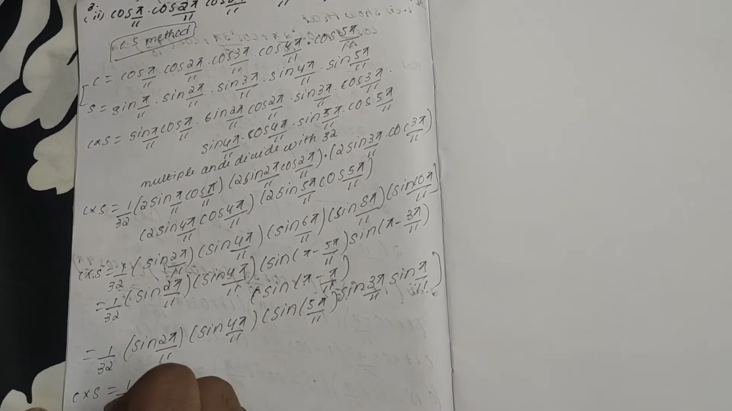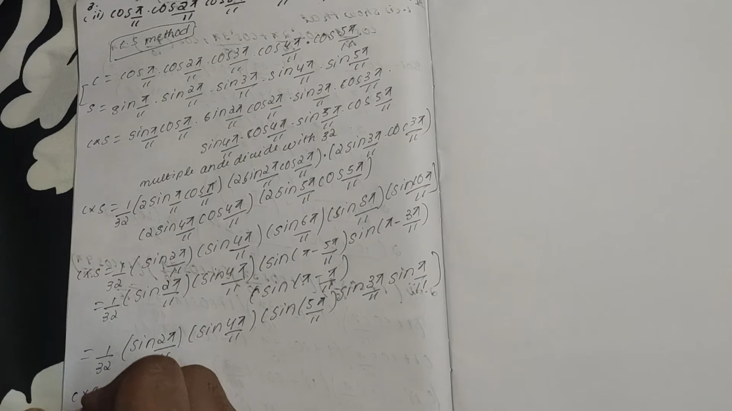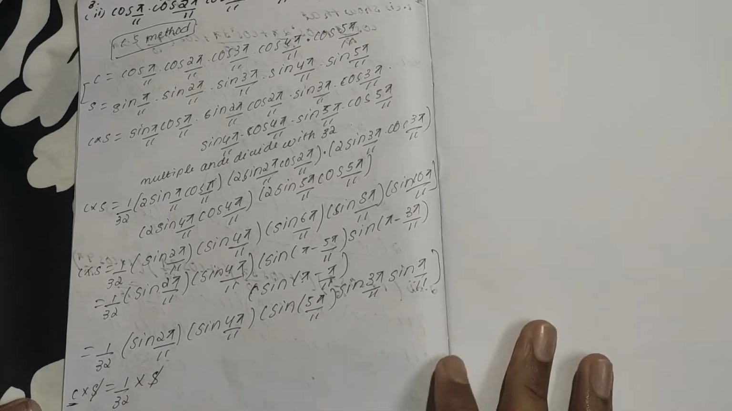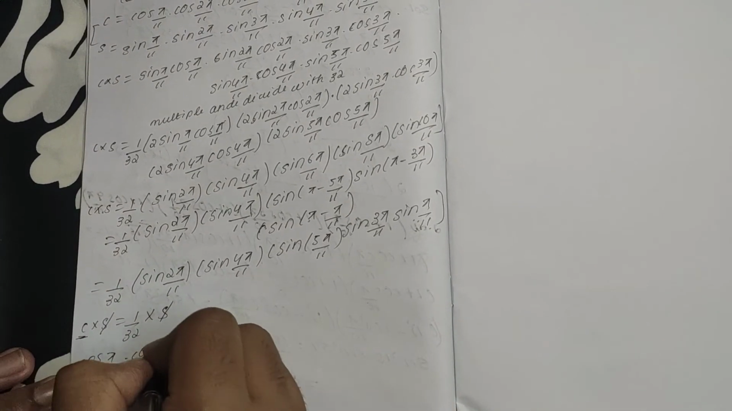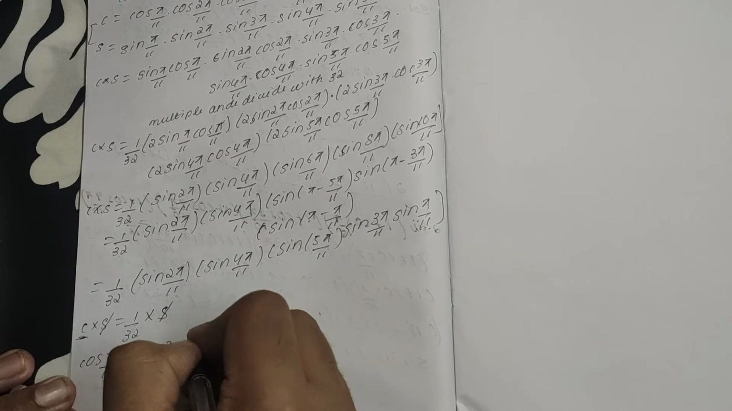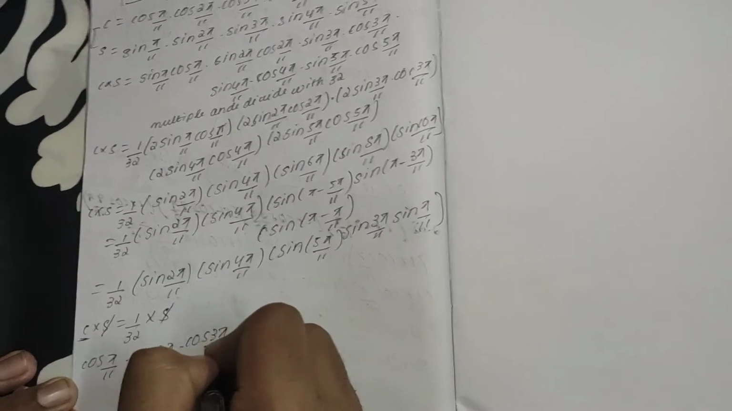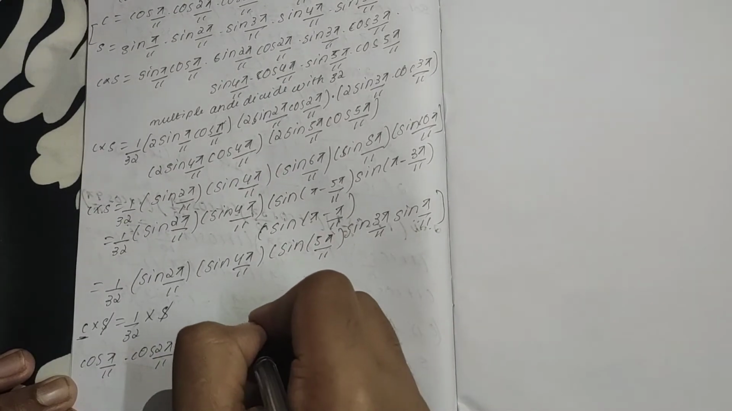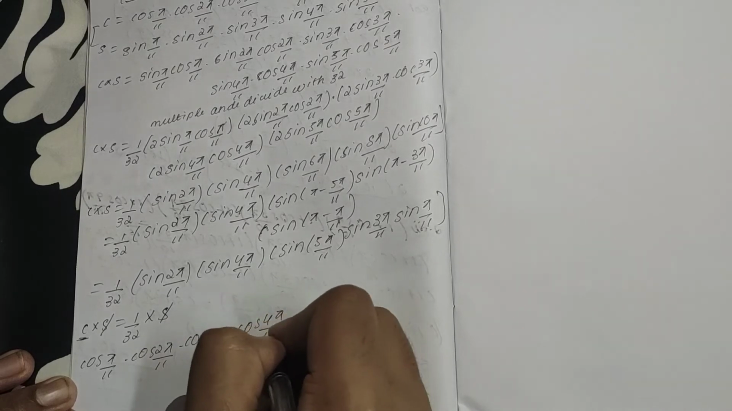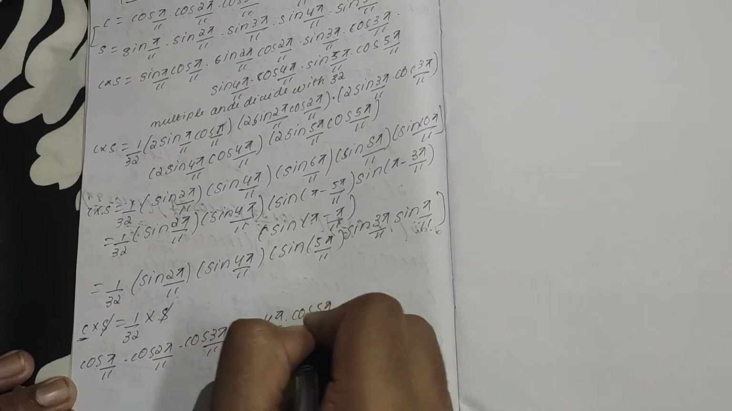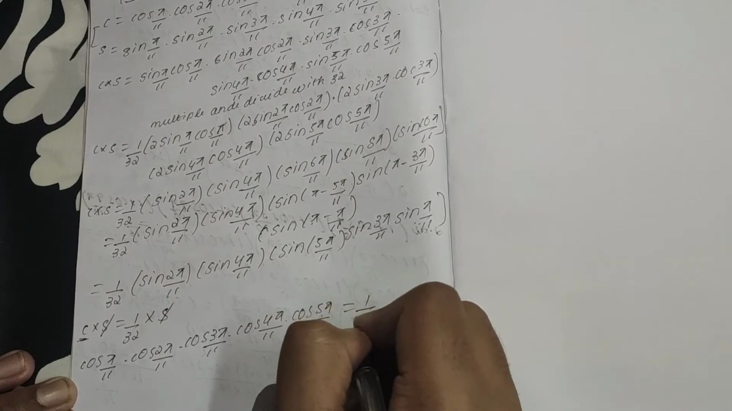So 1 by 32 into S. S and S get cancelled. So the value of C, cos pi by 11 into cos 2 pi by 11 into cos 3 pi by 11 into cos 4 pi by 11 into cos 5 pi by 11, is equal to 1 by 32. Thus proved.